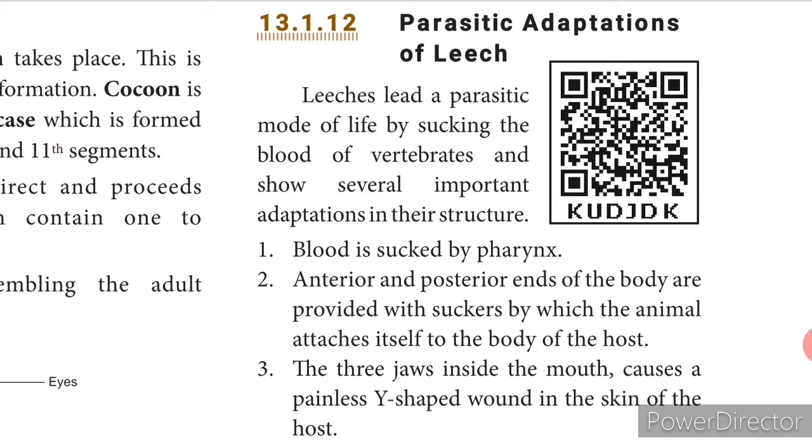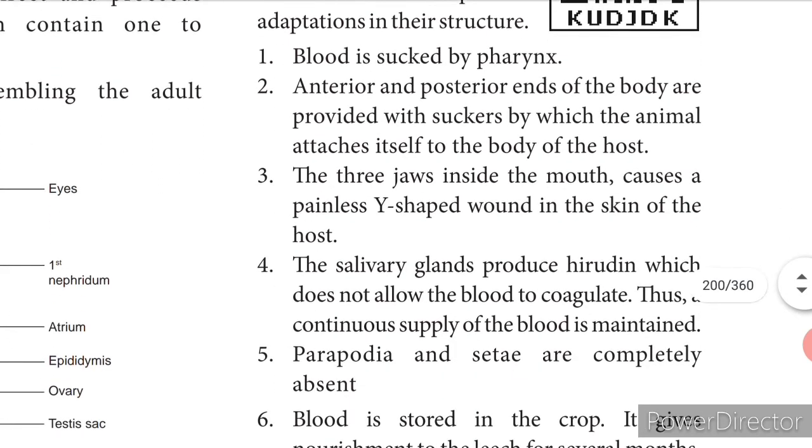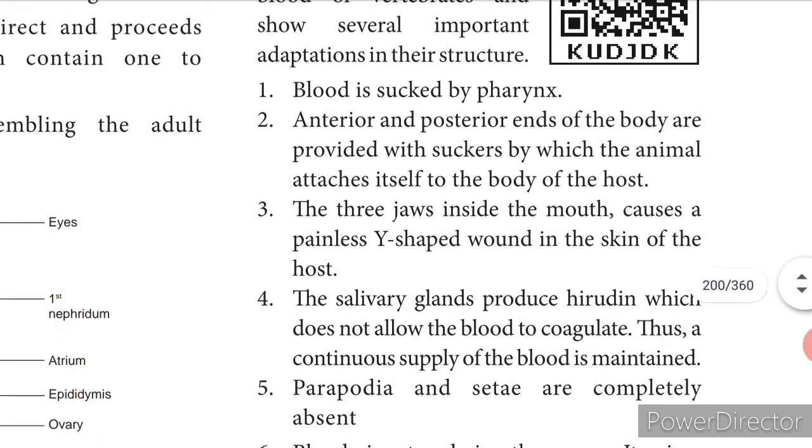So it leaves a Y-shaped incision on the skin of the host. The next one is that it contains a protein called hirudin, which does not coagulate the blood, and the continuous supply of the blood is maintained, and it does not have parapodia, that is false legs, or setae.